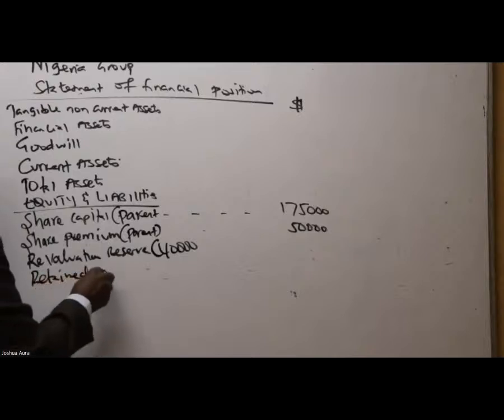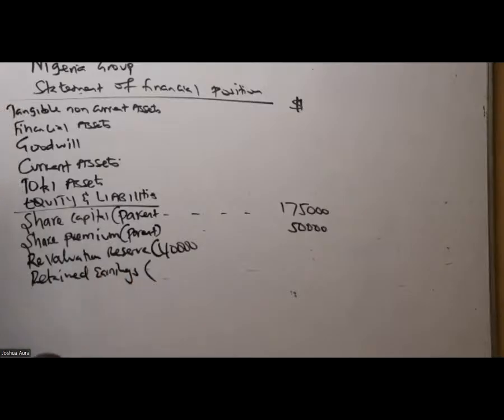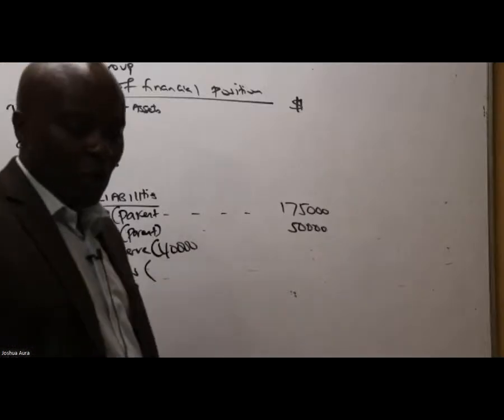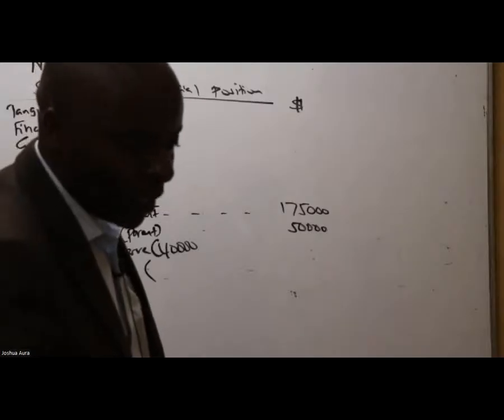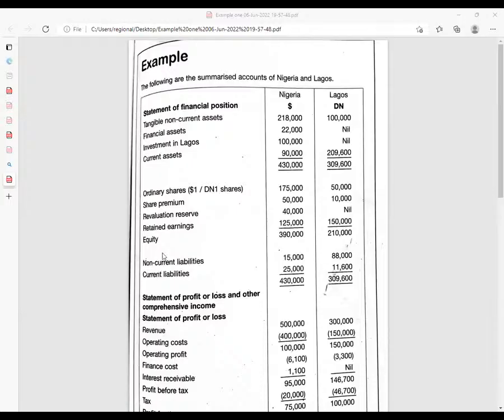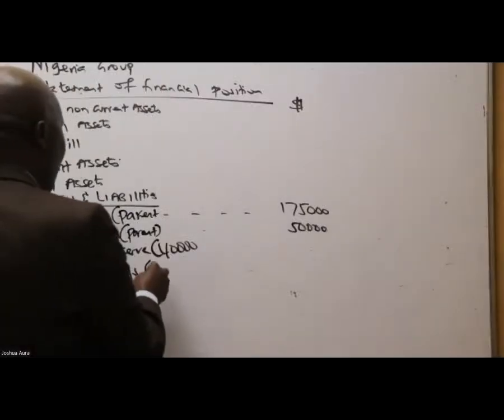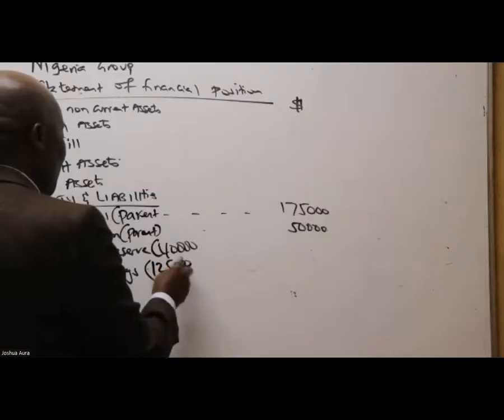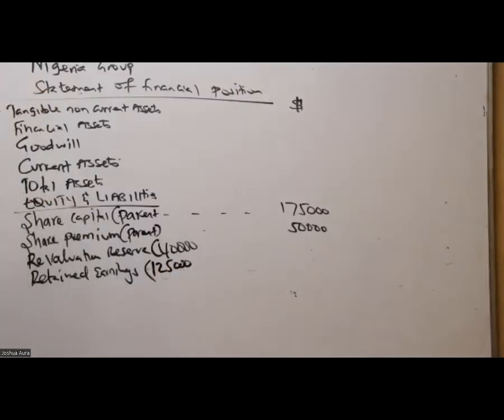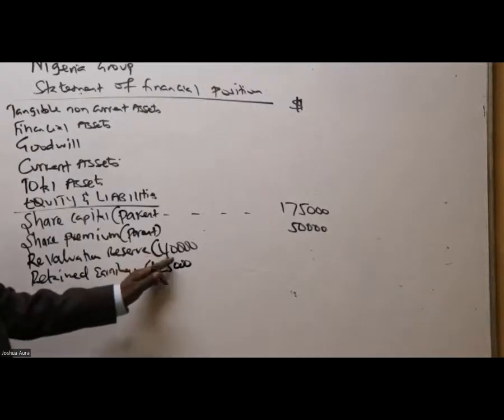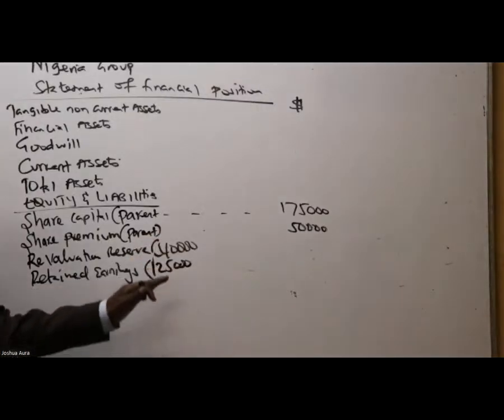Just like retained earnings, which may need some adjustments. So you pick the one of the parent only, with room for making adjustments later on with any post-acquisitions. So retained earnings 125,000 like that. I'm putting them here because later on I'll be doing some adjustments.